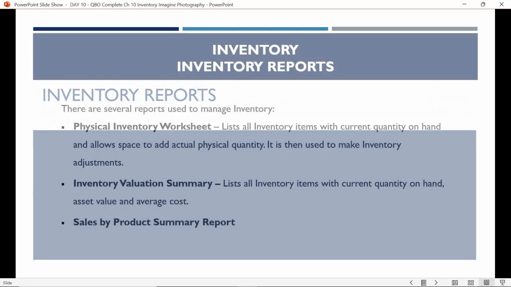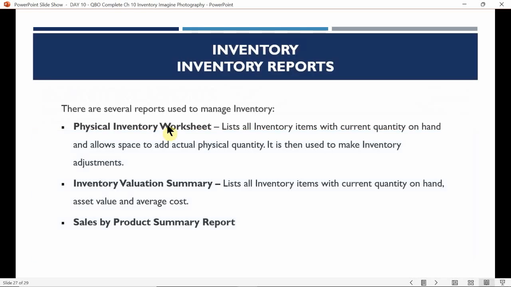So let's go ahead and talk about inventory reports. For all the things that we've been doing here, what were the things that we need to take a look at to understand the flow of our inventory? Well, here's something that QuickBooks provides to you: an inventory worksheet. What this does is it allows you to do your physical manual count so that you keep a good track record on hand at all times.